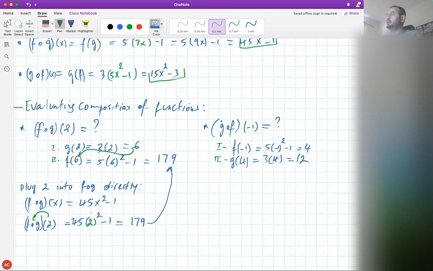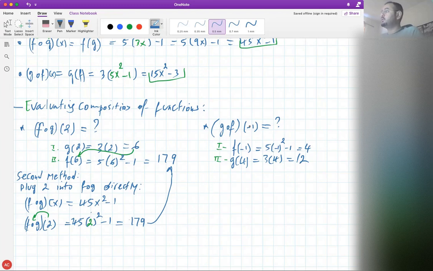Do we have this composition? Do we have g of f? Did we find it? Where do we plug the -1 instead of doing it the second way? Where do we find, or where do we plug the -1? 15x to the second minus 3. That's right. Should go here. Yes. That's the other composition.